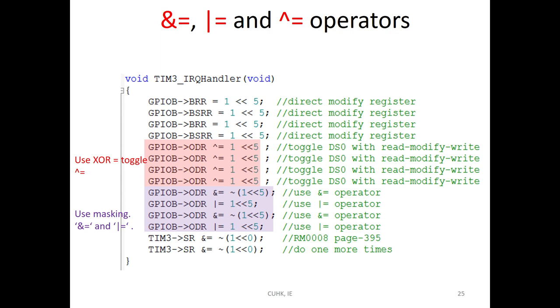Now, you can see this part uses exclusive or, and this part uses and-equal and or-equal. In C language, you use different commands, but actually the results are the same. If you want to know the result, you should read the compiled machine code, the resulting machine code. Don't trust the C language.